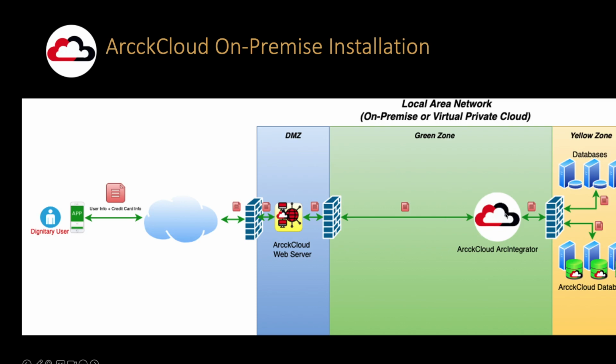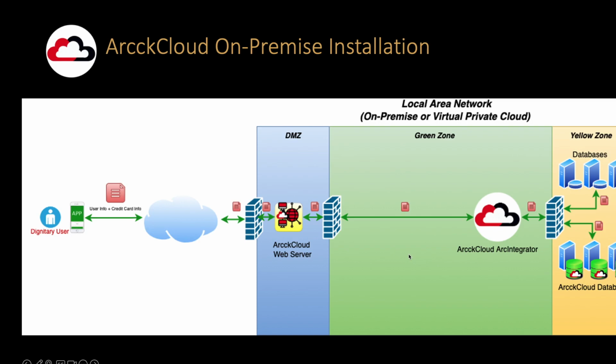You have the ArcCloud Arc Integrator installed in your local area network, preferably in the green zone, and you have a web server deployed to the demilitarized zone, which serves microservices exposed to the internet. And the ArcCloud databases are installed in a zone that is secured by a firewall from the green zone. I call it the yellow zone, and this should host your databases and the ArcCloud databases as well.